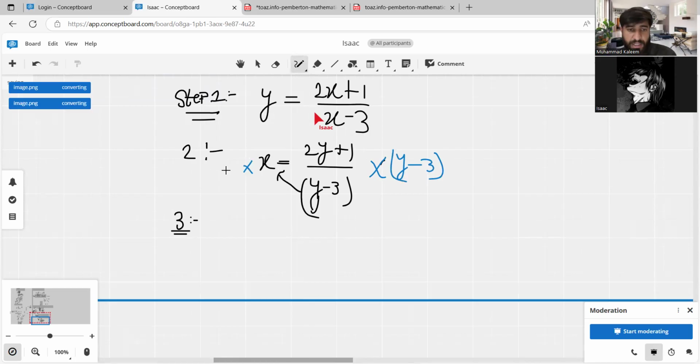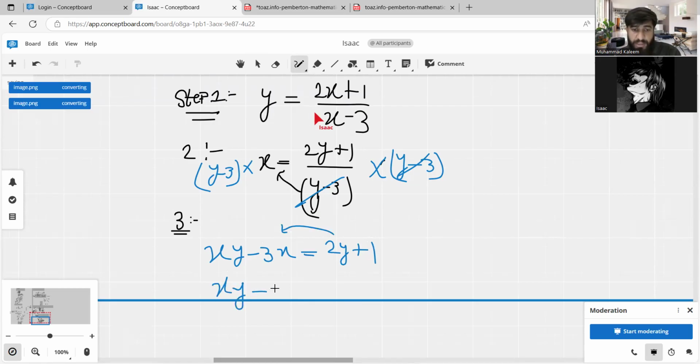If I'm multiplying this side, I will multiply this side as well. So from this side it will be eliminated, and on this side it will be multiplied, so it will be xy minus 3x. Does this make sense? Yeah. 2y plus 1. Our main target is to make y separate all alone on one side. Let's take 2y to this side. So xy minus 2y. And in parallel, I also moved 3x to the right side, where 3x will be in addition. Does this make sense, Isaac?